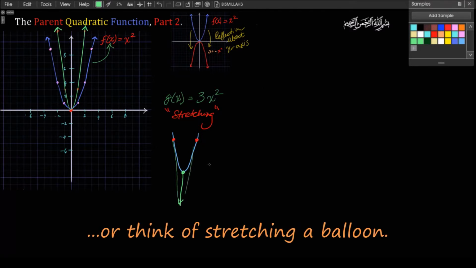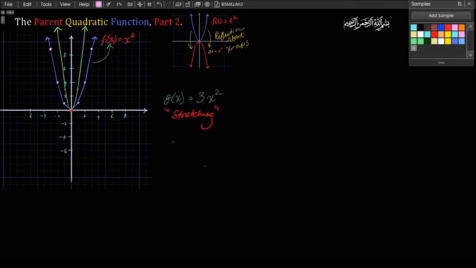So when the graph gets skinnier like this, it's kind of like stretching the graph. Then we had studied another function. Let's call this k of x. K of x equals 1 over 4 x squared. Now this graph, it'll be like chubby, right? It'll go up slow or something like this, right? Now this is called shrinking the graph.